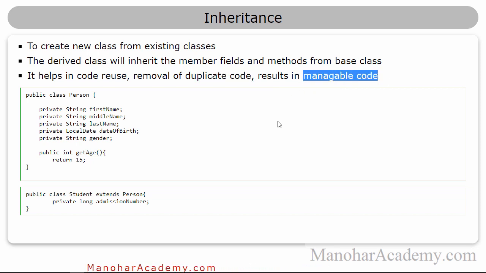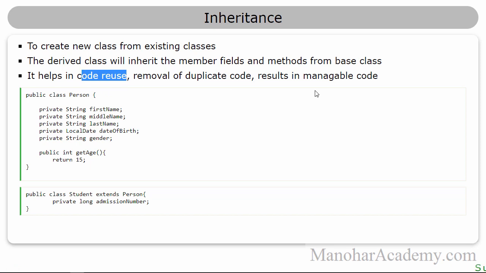So whenever we have duplication, we are going to run into problems. So we don't want any duplication of code. Also, we always want reusable code which is manageable. So inheritance provides that benefit.